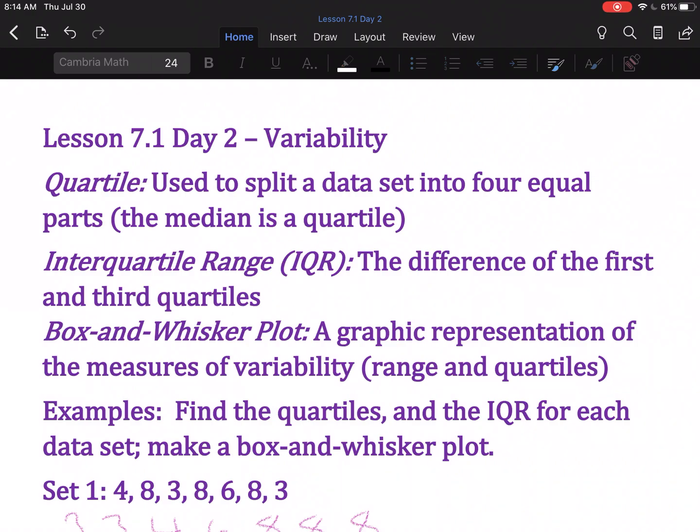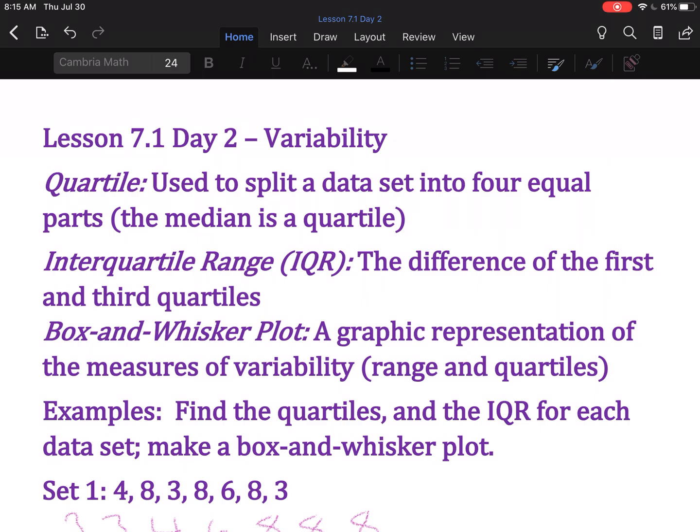Next up, we're going to look at variability. Variability is a measurement of how different your data set is. So we're going to introduce some new terms today. First is quartile, which is used to split a data set into 4 equal parts.